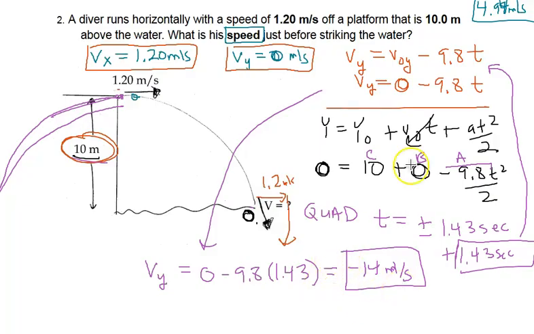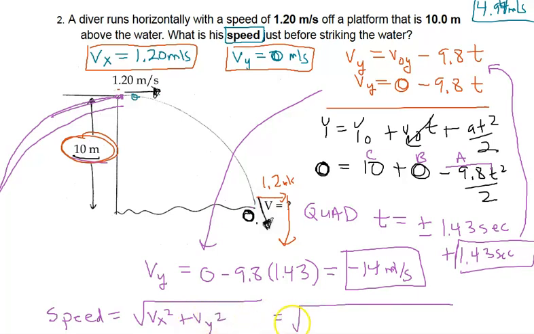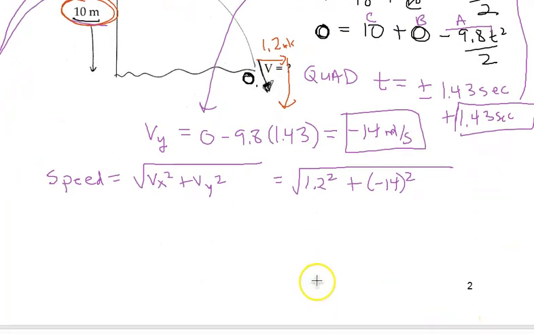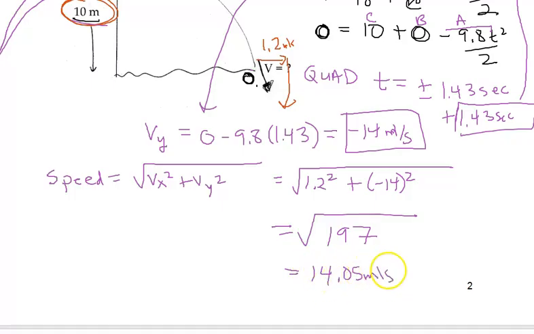Okay, that's just still Vy. We got to find the speed, which is the square root of Vx squared plus Vy squared, the square root of 1.2 squared plus negative 14 squared, which is the square root of 197, which comes out to be 14.05.